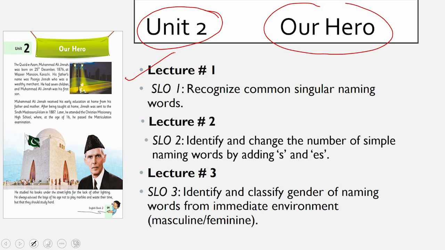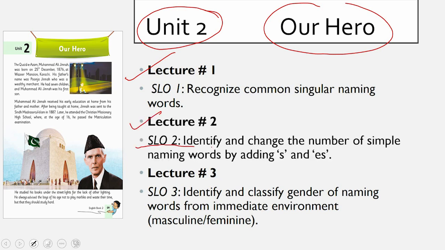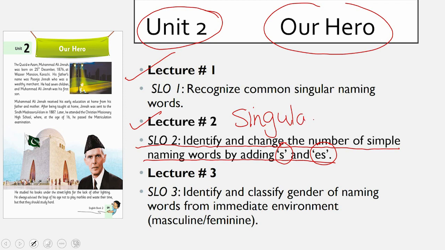Now today we're going to talk about lecture number 2, which says identify and change the number of simple naming words by adding S and ES. That means the topic is about singular and plural. This concept we have already done in grade 1. If you like, you can search on the website and look at the lecture from grade 1 as well. Otherwise, we're going to repeat the same concept once again.